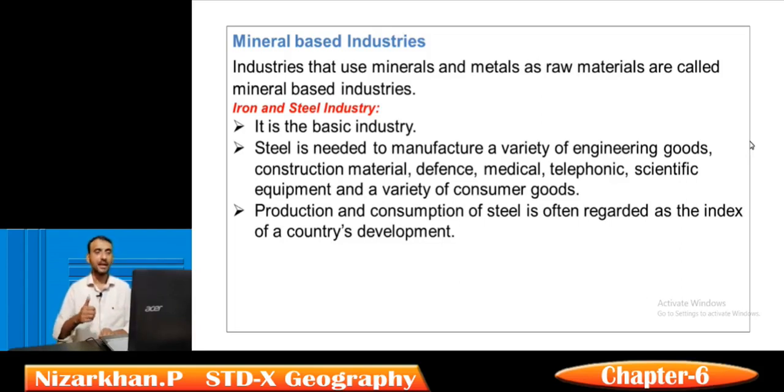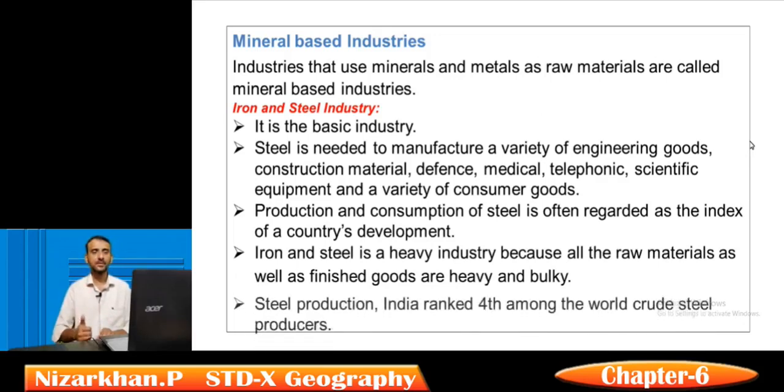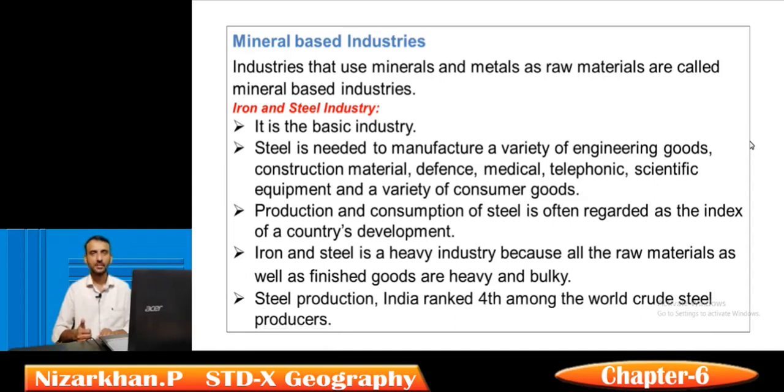Iron and steel is a heavy industry because all the raw materials as well as finished goods are heavy and bulky. In steel production, India ranked 4th among the world crude steel producers. So this is the first example, iron and steel industries under mineral based industries.